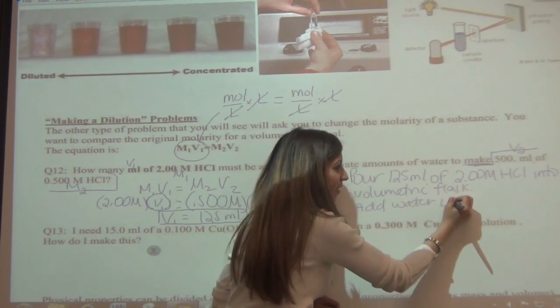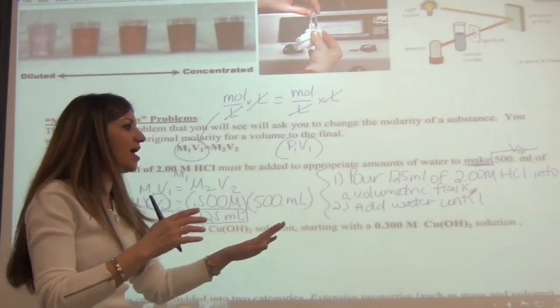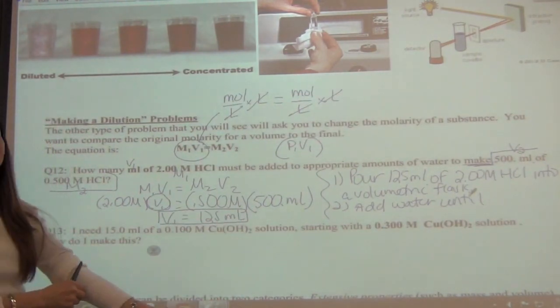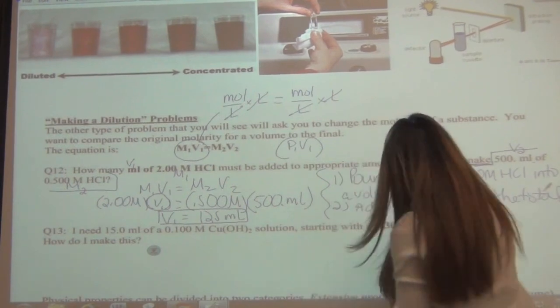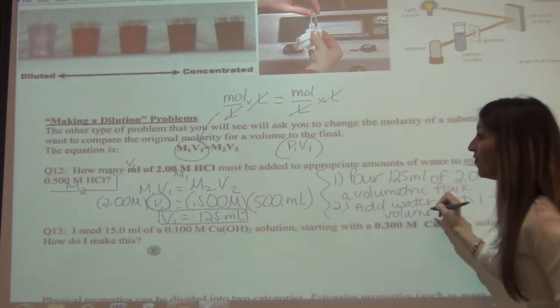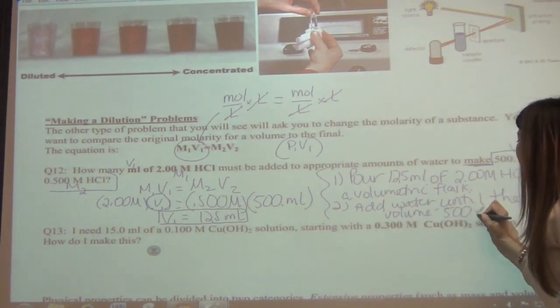Now here's the hardest part. But it should be easy because it makes sense. You want to make sure it makes sense. You're going to add water until the total volume is what? Awesome. Nice. Until the total volume is what you're trying to get, which is 500 mils.